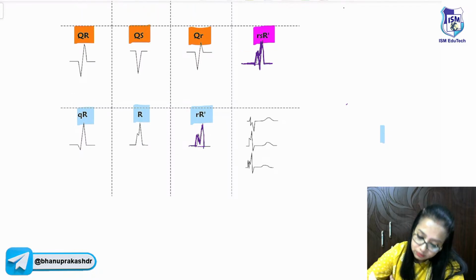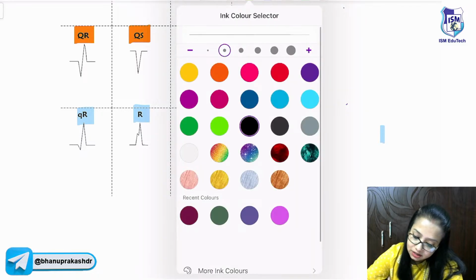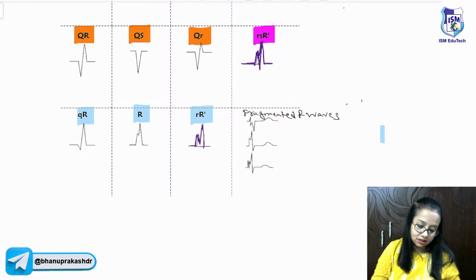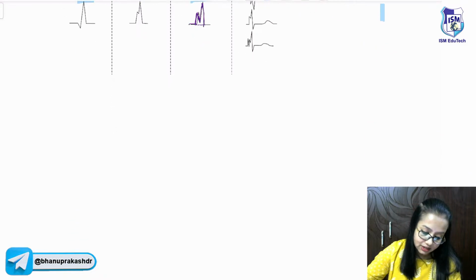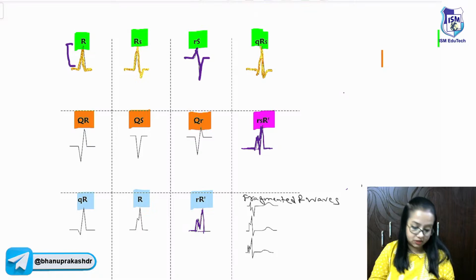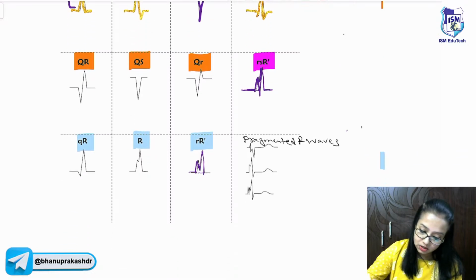Okay. Third, what we have here is, let me write it out, fragmented R waves. So these are the various criteria and the various types of the QRS complex. Hope you understood. In case anyone has a doubt, you can type it out to me.